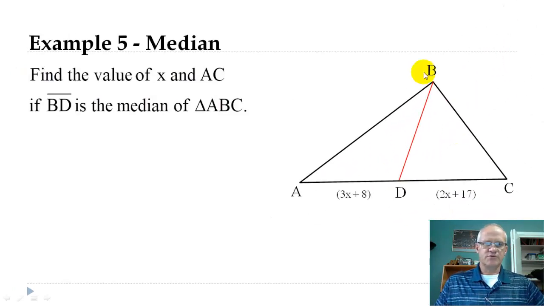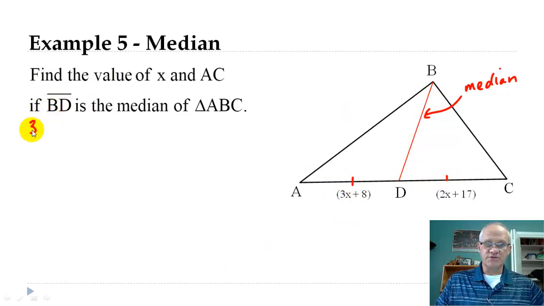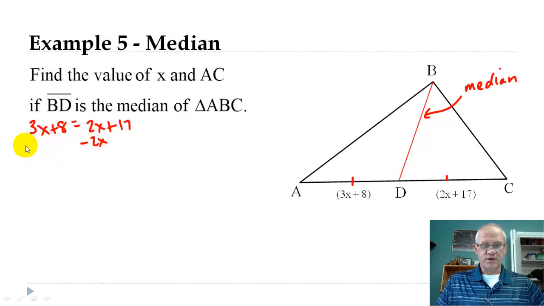And so here's how we would use that. Find the value of x and AC. So here we say this is the median. Okay, so again, this line here, that's the median. And so what it does is this splits this side into two equal parts. So this is equal to that. So if you haven't already figured it out, our equation is 3x plus 8 equals 2x plus 17. So we subtract 2x, subtract 8. So we have x equals, looks like 9, right?